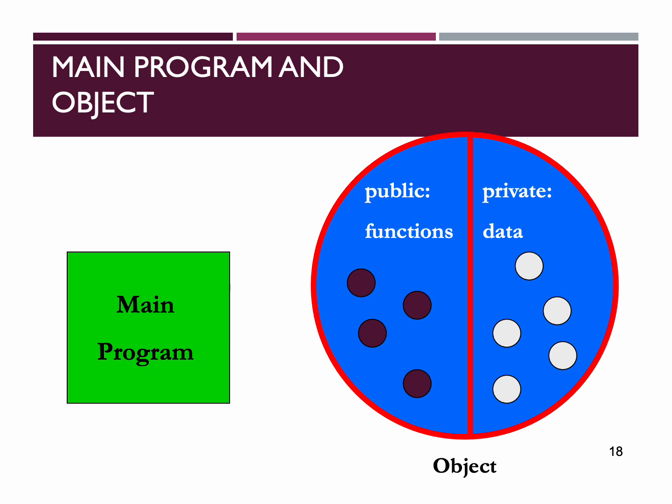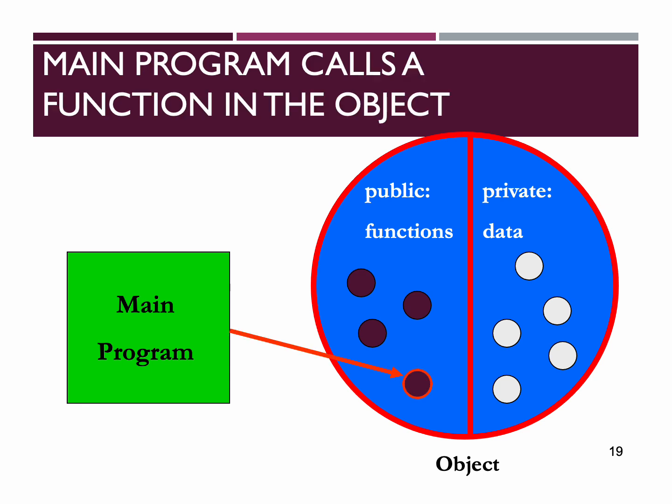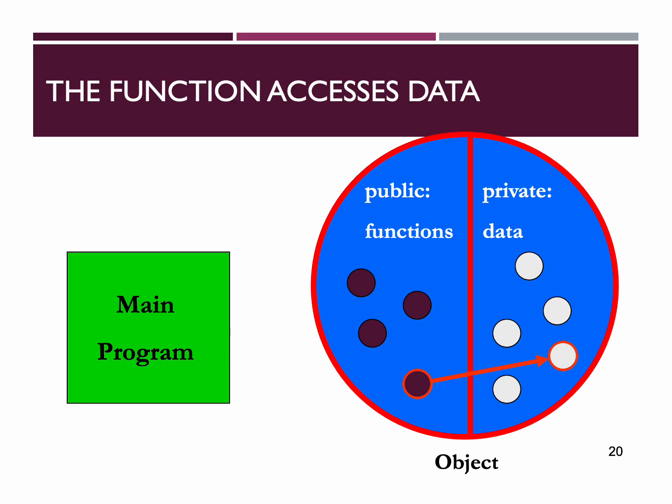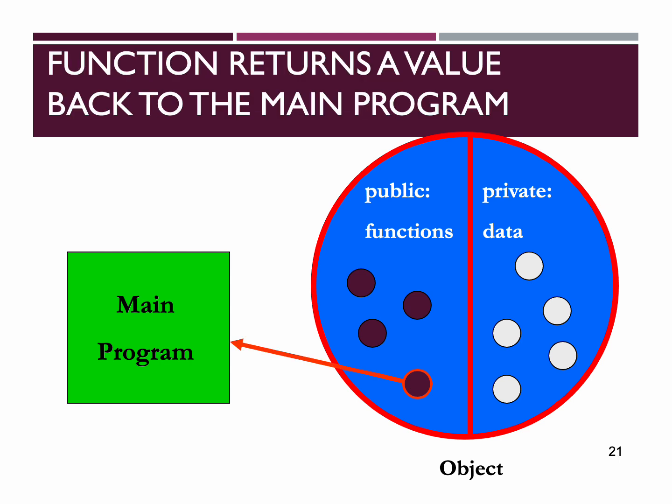Let's say, first of all, the main program calls a function in the object. If you see the picture, the main program calls a function in the object. Then the function accesses the data inside the object. Then the function returns a value back to the main program.